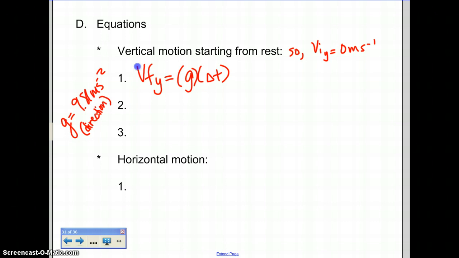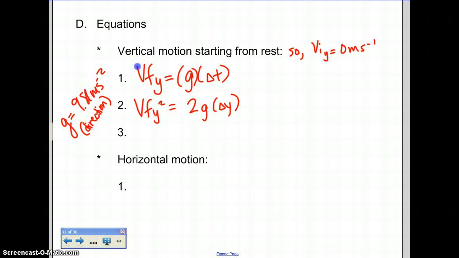The second equation that I want you to look at is Vf in the y direction squared equals 2g delta y. Remember it was originally Vf squared equals Vi squared plus 2g delta y. Well, if the Vi is 0, 0 squared is 0, so just hack it off there. Therefore, number 2, Vf in the y direction squared equals 2g delta y.